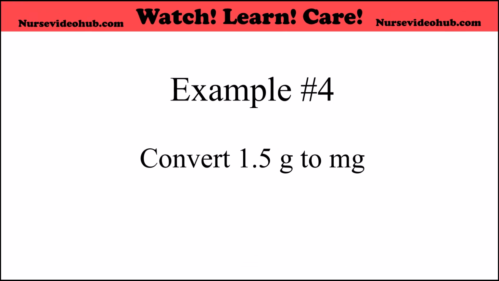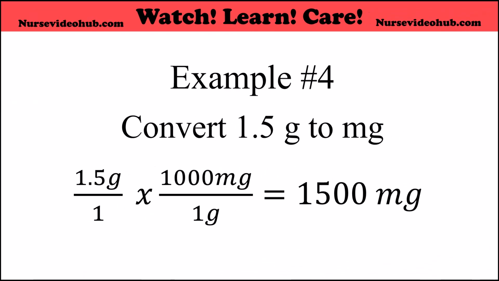Example number 4. Convert 1.5 grams to milligrams. First, identify the units you have and the units you need. You have grams, but you need milligrams. Then find the correct conversion factor. 1,000 milligrams equals 1 gram. Multiply your original quantity, 1.5 grams over 1, by the conversion fraction, 1,000 milligrams over 1 gram.